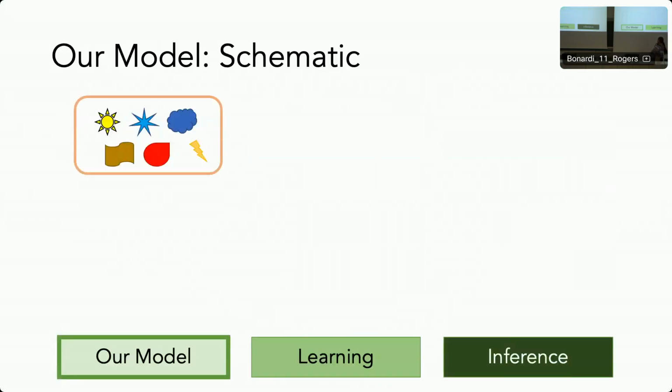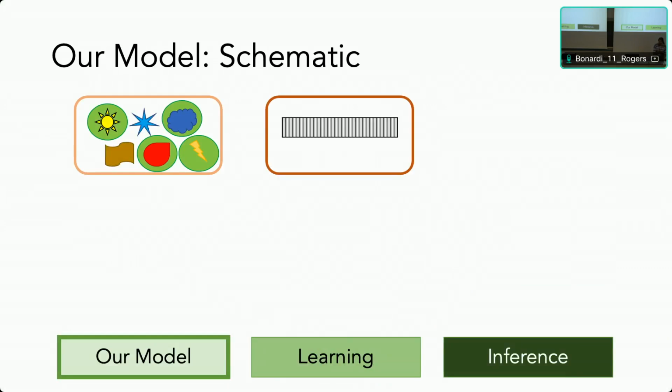Okay, so defining the model. We start with a bunch of objects and select some subset of them. In this case, we had 6 objects, the sun and the clouds and the lightning bolt, and we selected some subset of a fixed number of them. Then we have a canvas, which we just think of as a vector, and select 4 locations, one for each of the objects.